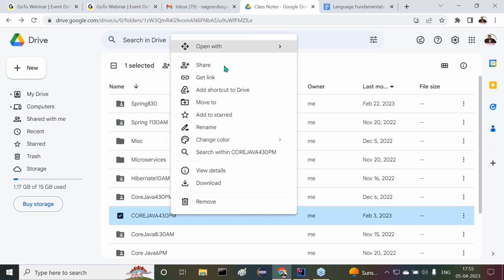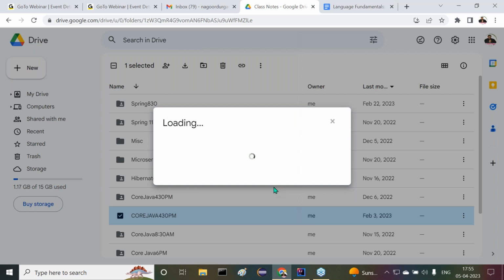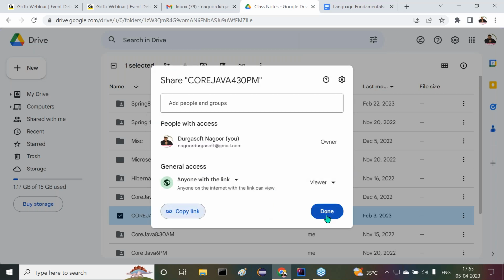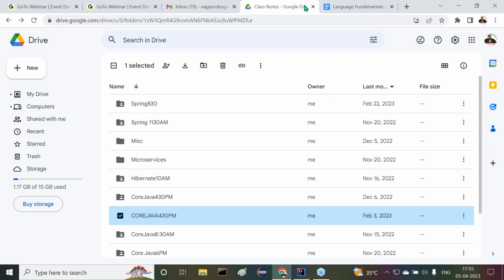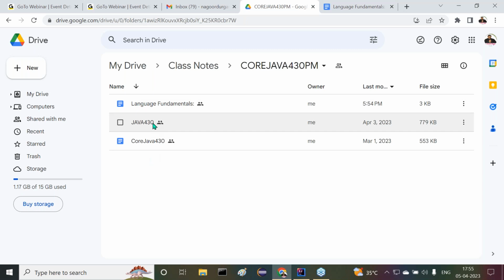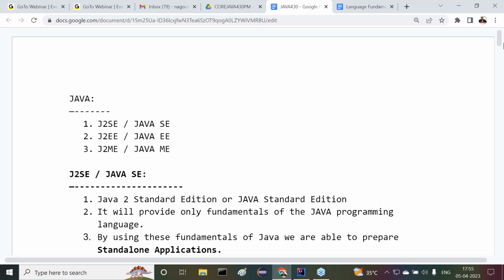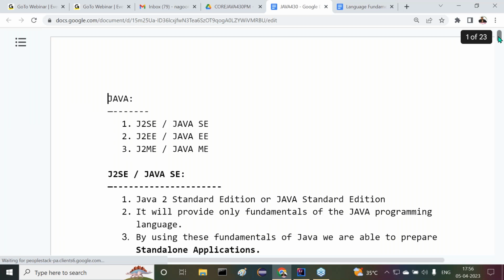Just 1 minute of time. I think previously some of you had some link, right? Previously, all of you had some link, am I right? The Java 430 link is available. Just 1 minute, guys.